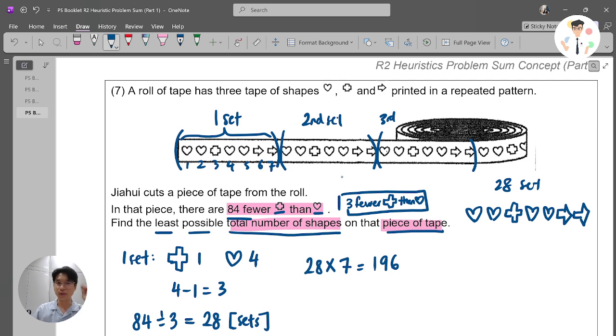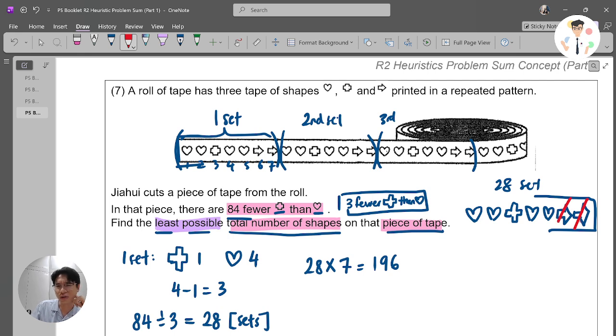Now, we are not yet done because the question actually mentions something very interesting. They use the word the least possible. Means that if my tape starts from here, it should end here, right? But now they want the least possible. Means that I still can cut up some of the shapes here. How do I cut up? I will be able to remove this, and remove this.